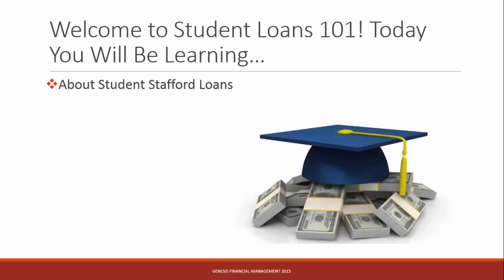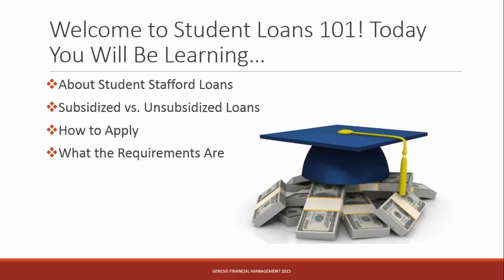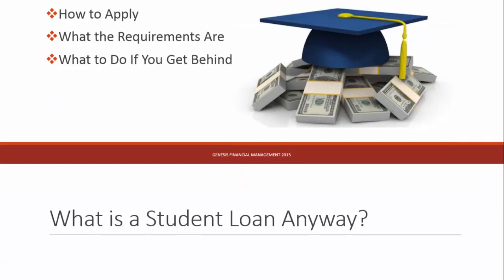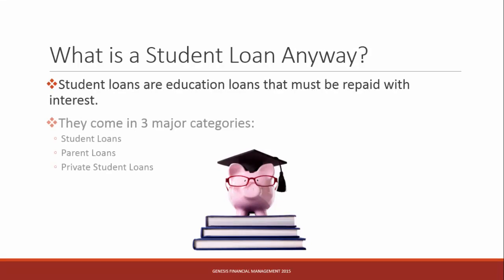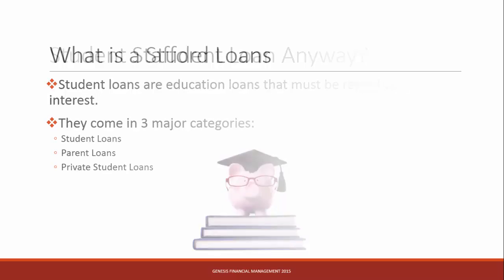Today you will be learning about student Stafford loans, subsidized versus unsubsidized loans, how to apply, what the requirements are, and what to do if you get behind. What's a student loan anyway? Student loans are education loans that must be repaid with interest. They come in three major categories. You have your student loans, parent loans, and private student loans.